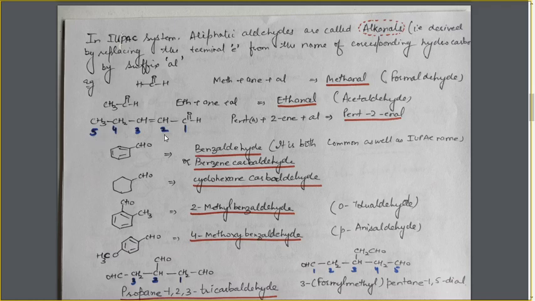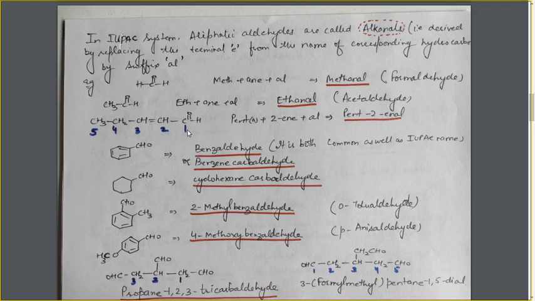Now, in case of this compound, we are applying the different rules for naming of the organic compound one by one. First of all, we are selecting the longest carbon chain. This is the straight carbon chain, which is the longest carbon chain.